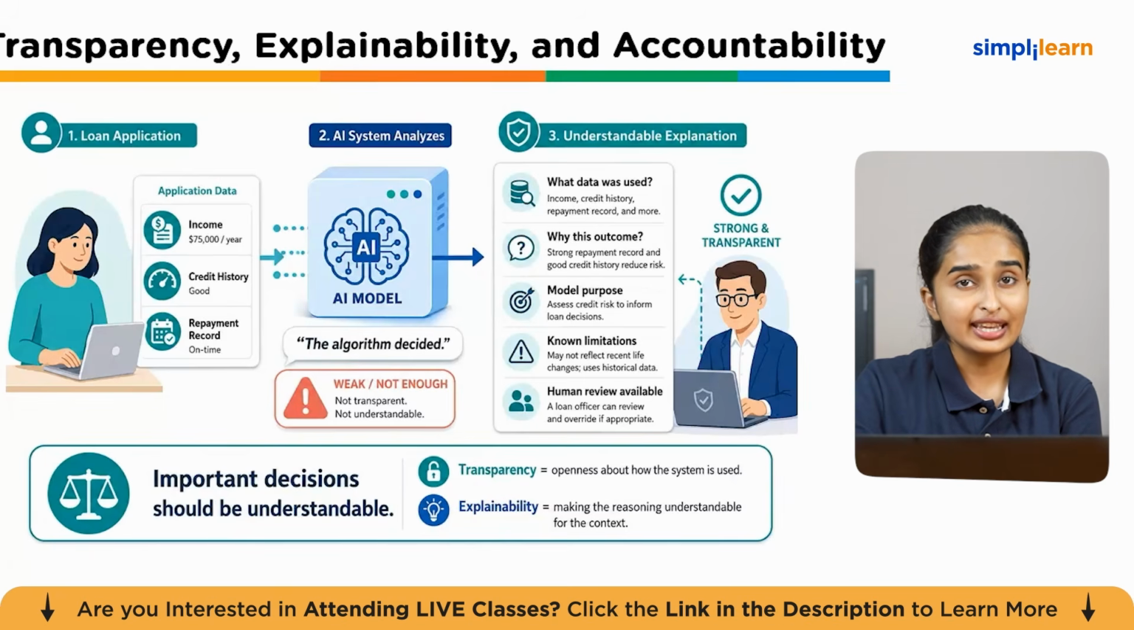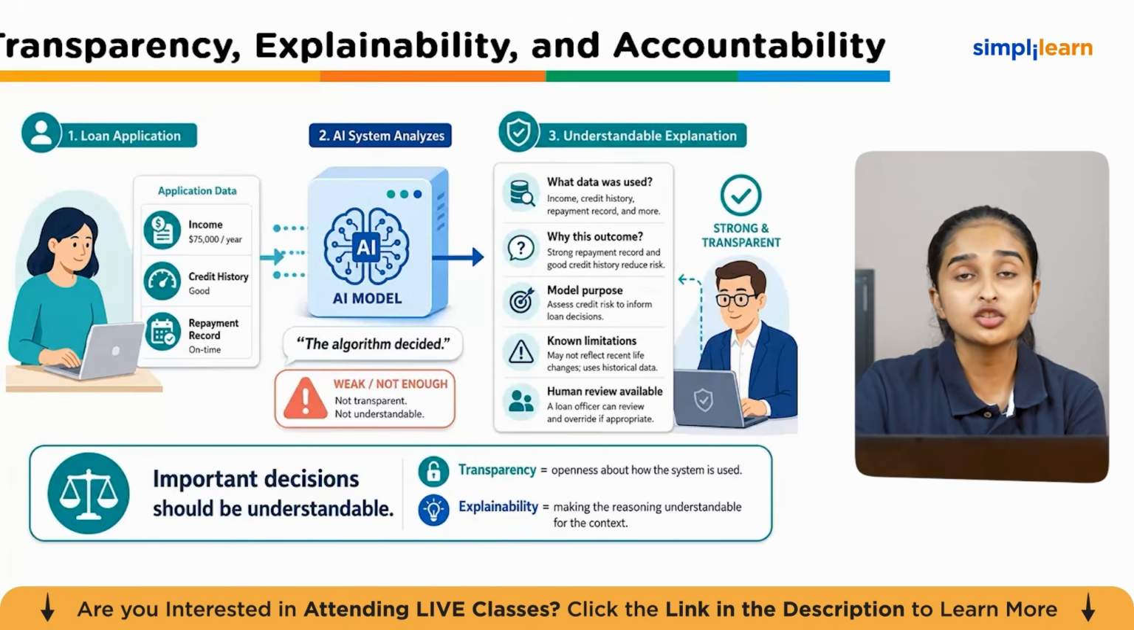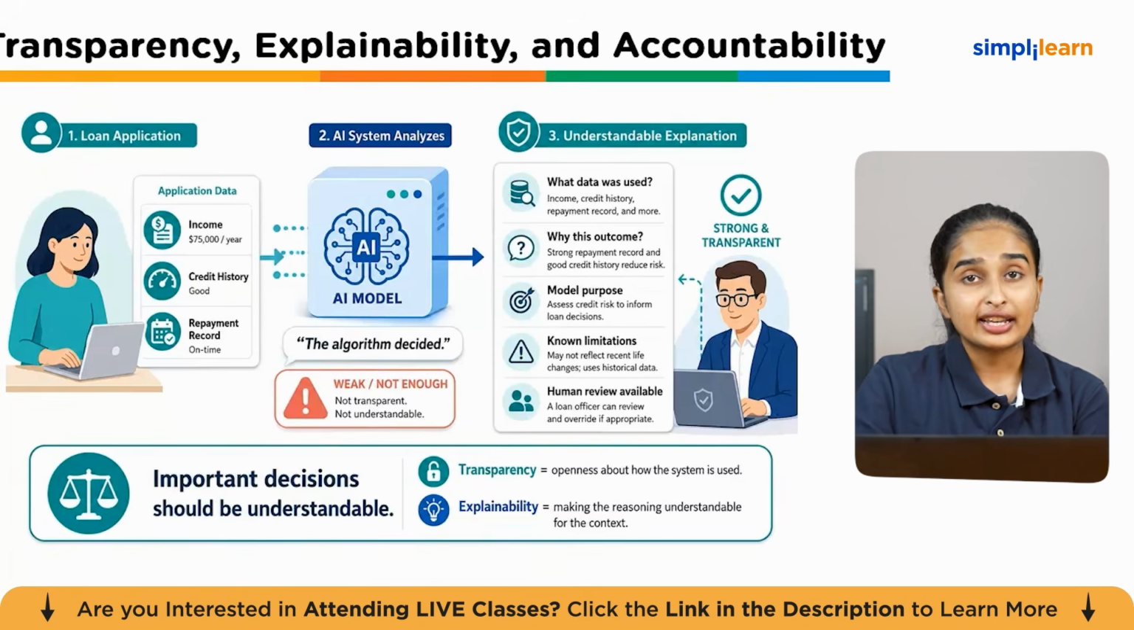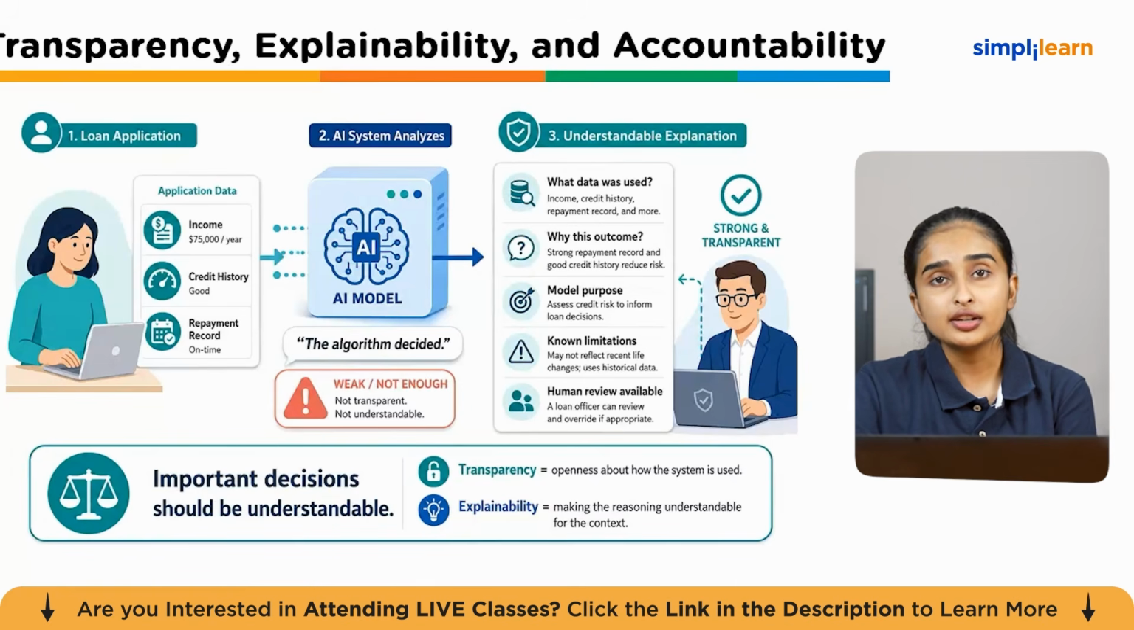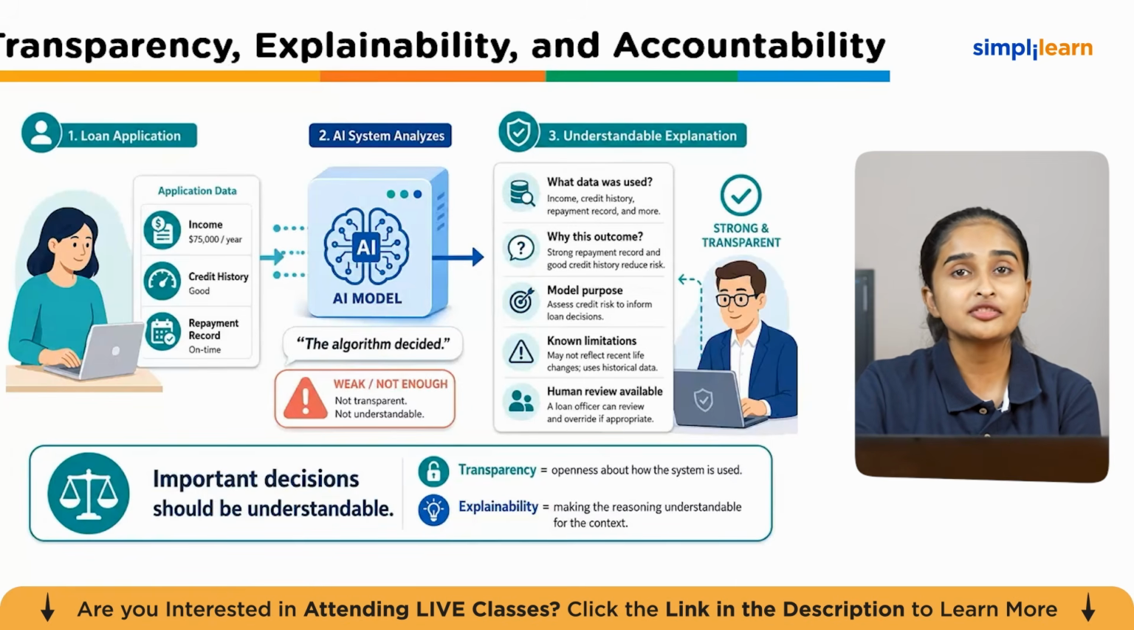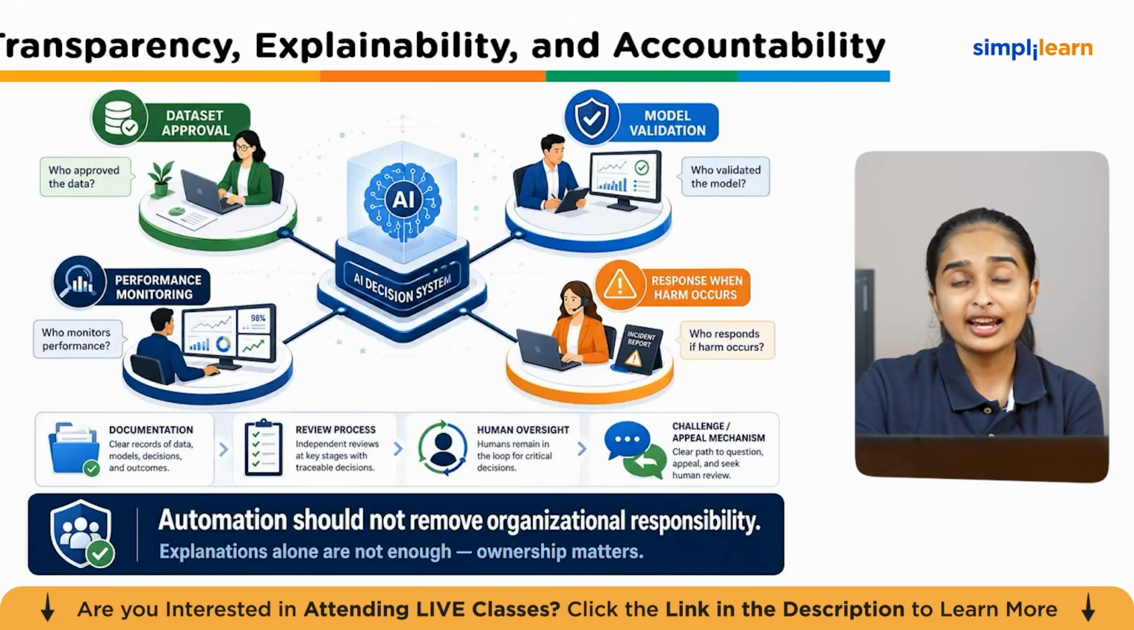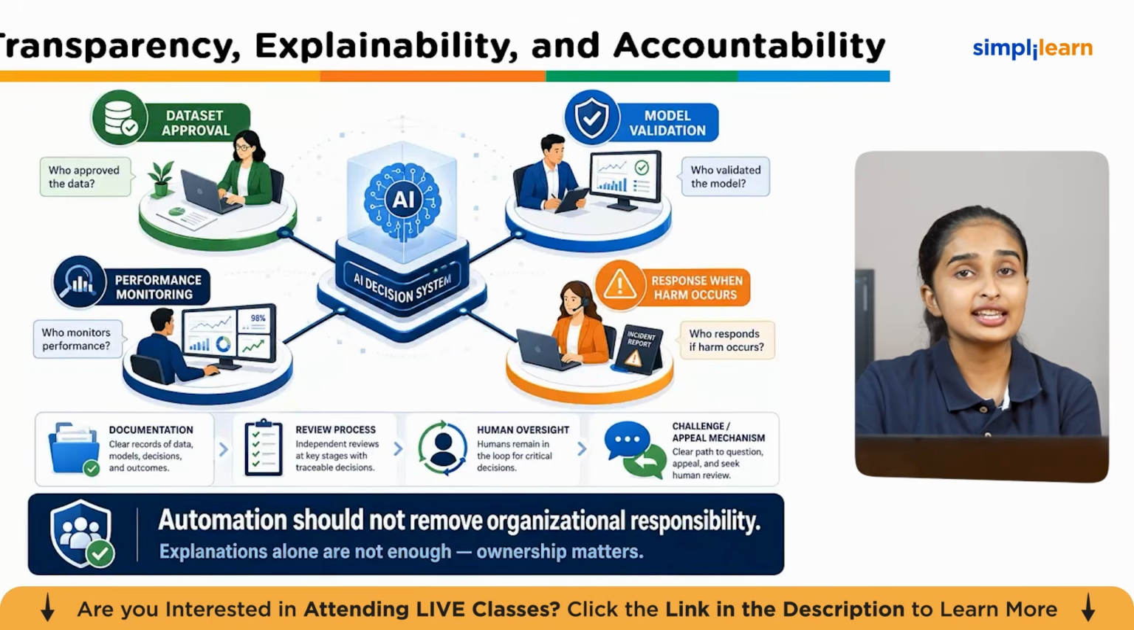For example, if an AI system recommends rejecting a loan application, simply responding with "the algorithm has decided" is not a strong accountability model. Organizations should understand the information going into the system, the purpose of the model, its limitations, and who is responsible for reviewing its outcomes. NIST identifies accountability, transparency, explainability, and interpretability among the characteristics of a trustworthy AI.